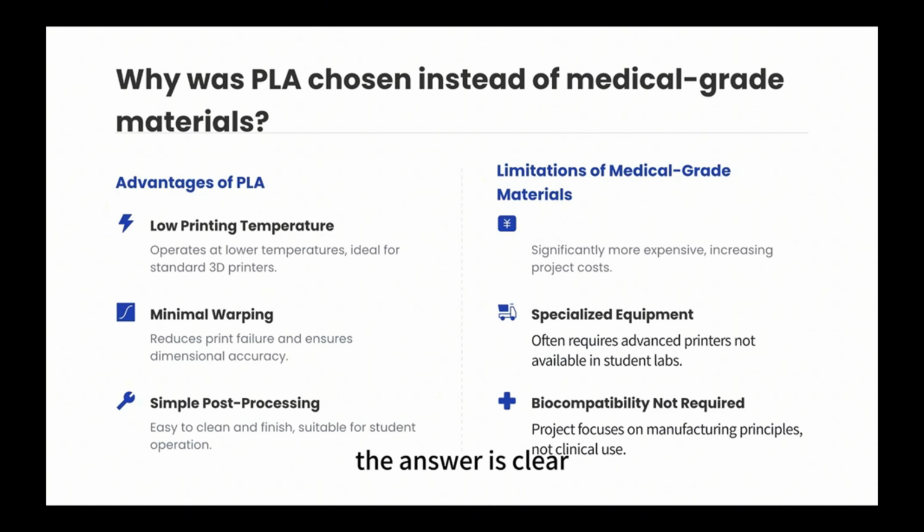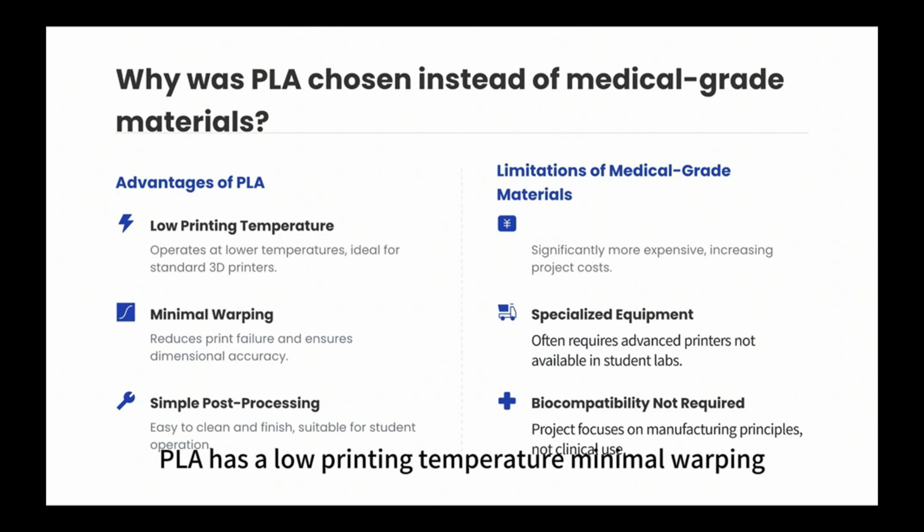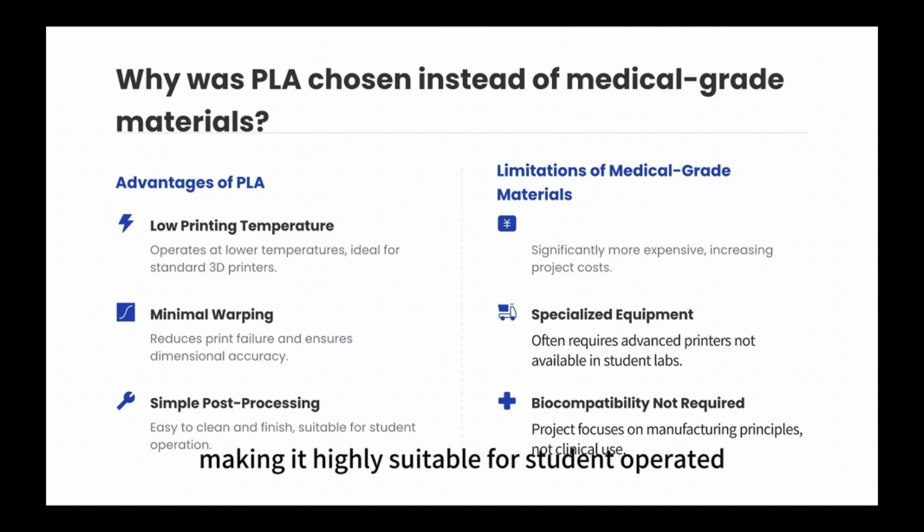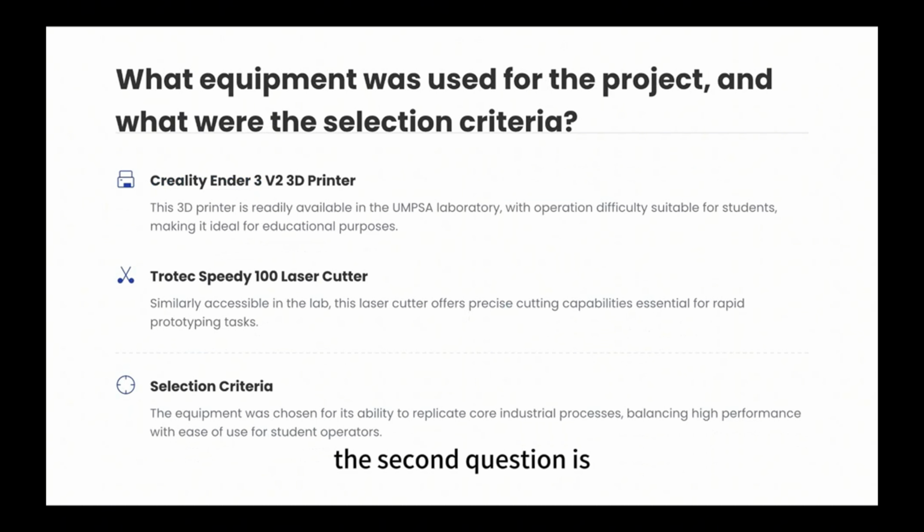The answer is clear. PLA has a low printing temperature, minimal warping, and simple post-processing, making it highly suitable for student-operated equipment. In contrast, medical-grade materials are costly, require specialized equipment, and since the core of this project is to verify manufacturing principles rather than clinical applications, biocompatibility is not a necessary consideration. The second question is, what equipment was used for the project, and what were the selection criteria?